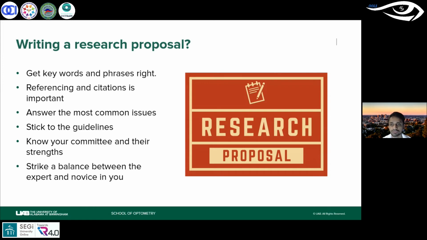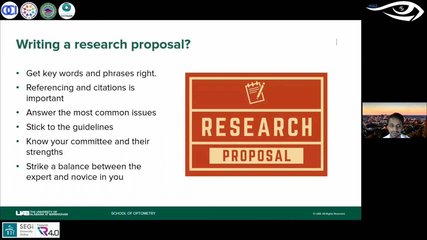If you know your committee, use that to focus your research proposal on certain ideas that the committee might not know or you want to defend, and strike a balance between the expert and the novice in you. Also, remember, if your committee is going to be reviewing, they haven't read all the papers that you have read. And they don't know everything that you know at that point, because you've read all these papers in the past 30 days or 15 days, etc. So in a way, you are an expert in that niche for those few moments.